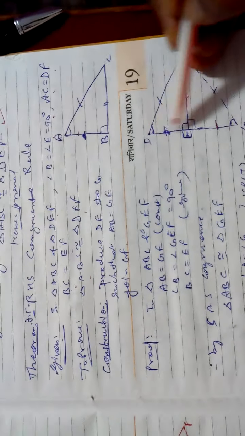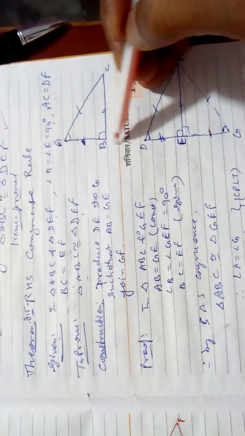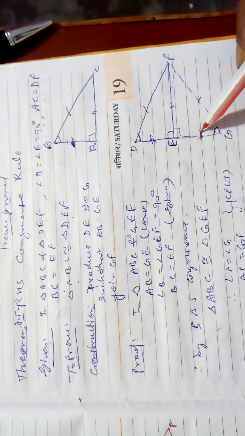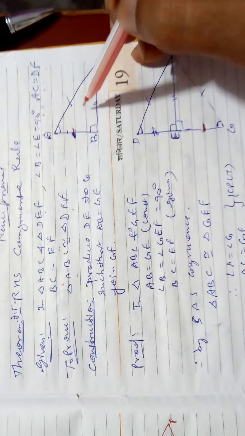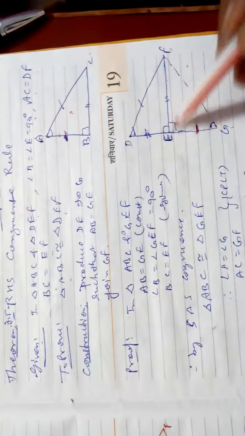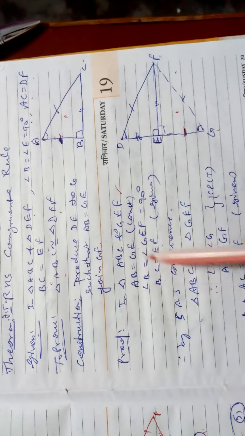We produce this DE line to G such that EG is equal to AB. Here this is equal to this, I have taken, and join GF. Now these two triangles you prove congruent. What is ABC and GEF? In ABC and GEF, AB is equal to EG by construction.